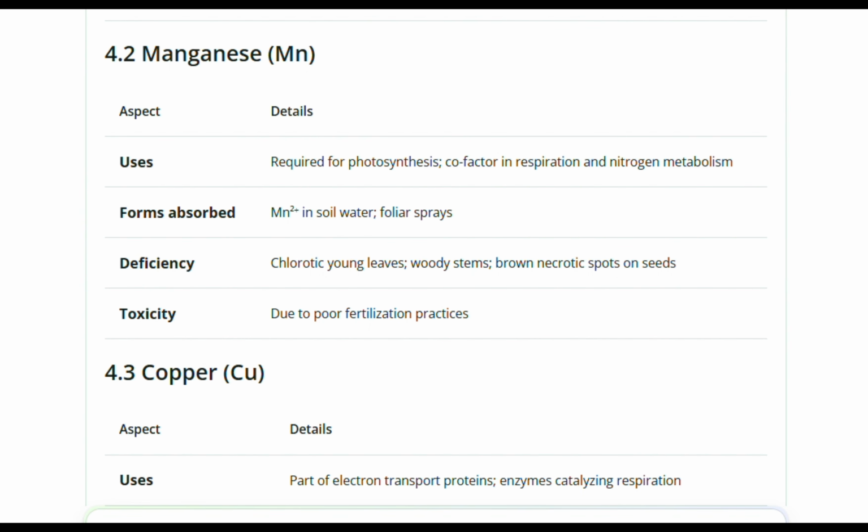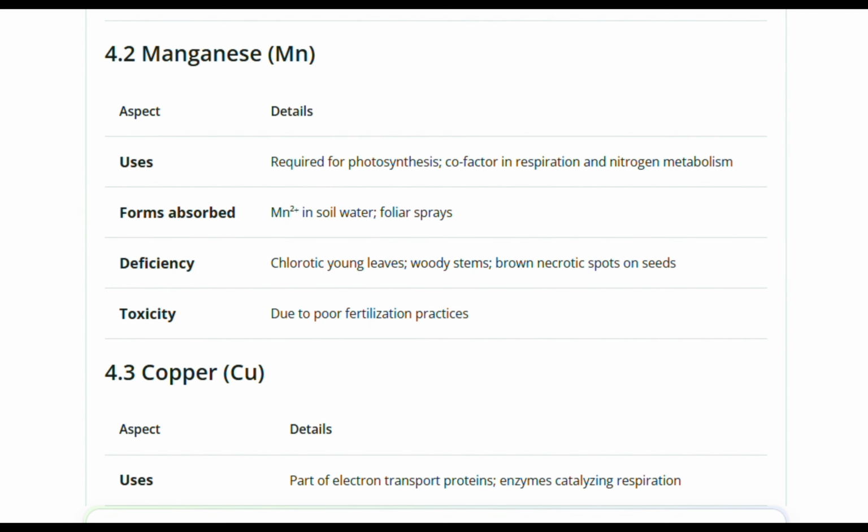Toxicity only due to poor fertilization practices, right? So if we apply our fertilizers in a way that is not according to a certain practice, then that would result in toxicity. So poor fertilization will result in toxicity.